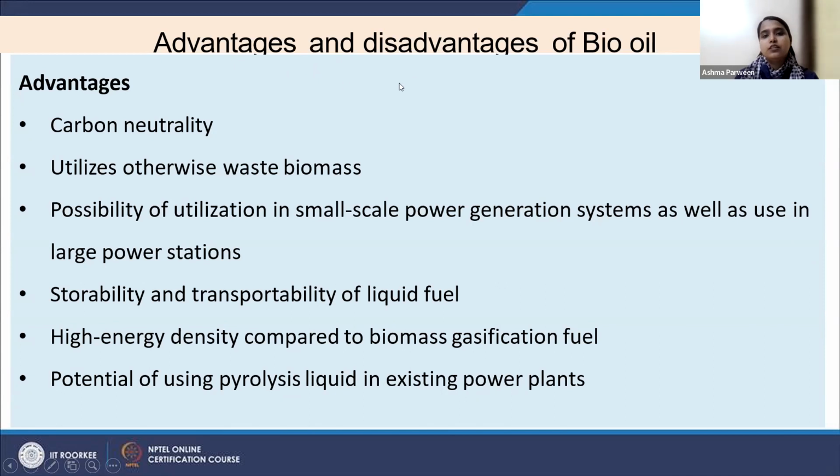Next, we'll discuss the advantages and disadvantages of bio oil. First, the advantages. Anyway, we are converting waste into usable components, so obviously it is a sustainable source of energy. Next, in pyrolysis we are getting bio oil, and it is very easy to transport oil, but very difficult to transport gas, which we get from gasifiers. So storage and transportability of liquid fuel is one of the advantages of pyrolysis. Next, whatever fuel we are getting is highly dense because we are getting it in the form of liquid.